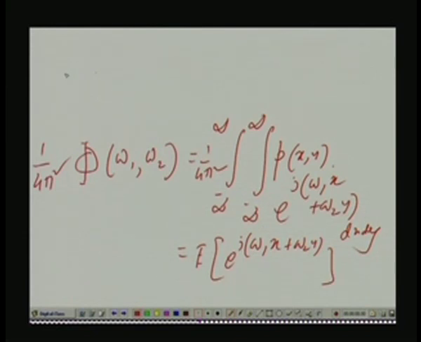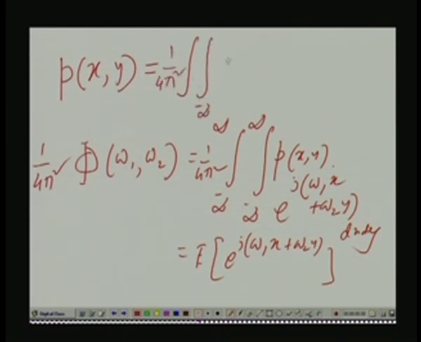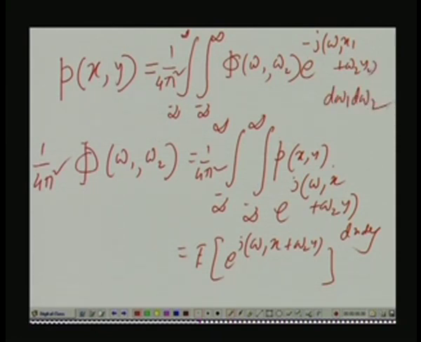That is p x comma y is 1 by 4 pi square. Okay.